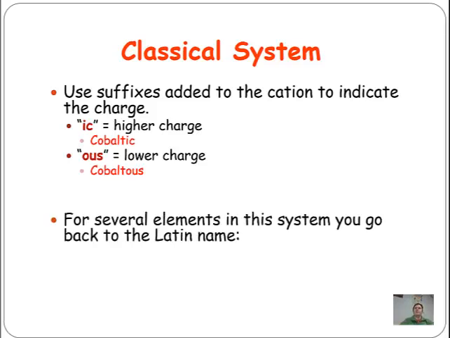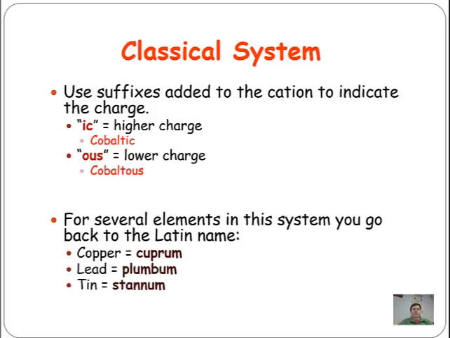Okay, so for several elements, we go back to the original Latin or Greek name for them, which, if you know those, makes the elemental symbol make sense. For example, for copper, we go back to cuprum, so it's cupric or cuprous. Lead, plumbic or plumbous. Stannum for tin, stannic, stannous. Ferrum, it'd be ferric or ferrous.